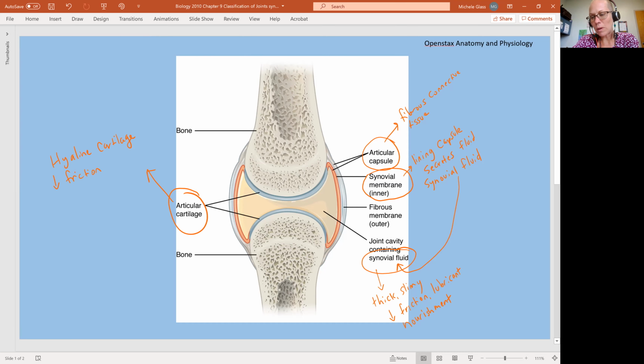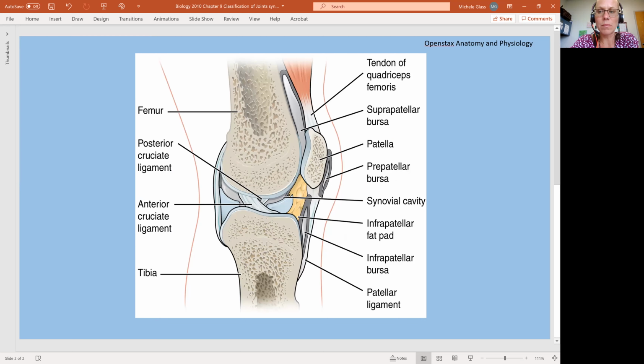This next diagram that we have to look at, again from the OpenStax Anatomy and Physiology textbook, is a little bit more detailed. Here we are looking at the structure of the knee, and we are seeing a sagittal cut. So we have the sagittal plane. What we're able to see here is the connection between the femur and the tibia, and we are able to see the patella here as well. Now, as we go from the outside in, notice that you have the tendon of the quadriceps femoris muscle over top of the femur, anchoring to the patella.